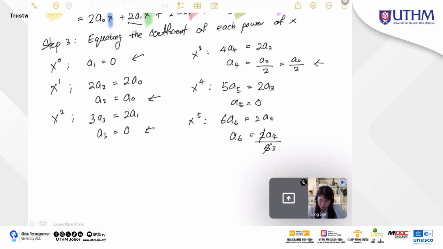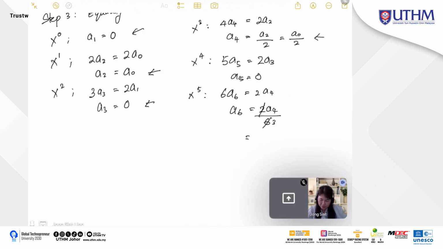So a4 over 3, I can substitute a4 with the value a0 over 2. I multiply with the 3 here, and I get a0 over 6. So these are my coefficients from x power of 0 until x power of 5. Normally I will do until about 5 or 6.